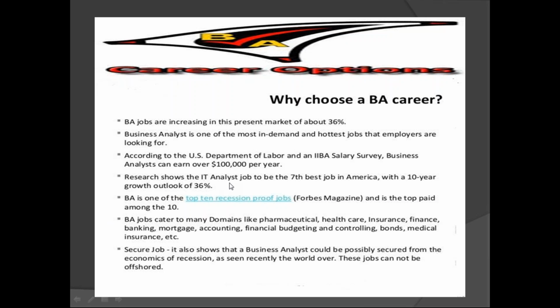The next point is that research shows the IT analyst job to be the 7th best job in America, with a 10-year growth outlook of 36%. Out of the 10 best jobs in America, business analyst is standing in the 7th best position. BA is also one of the top 10 recession-proof jobs, as listed by Forbes magazine.